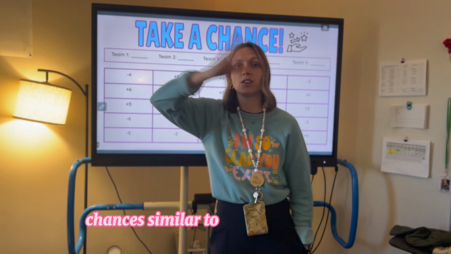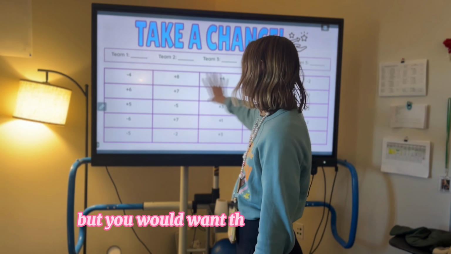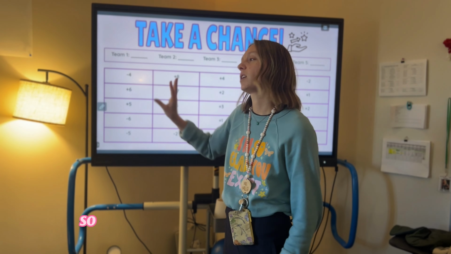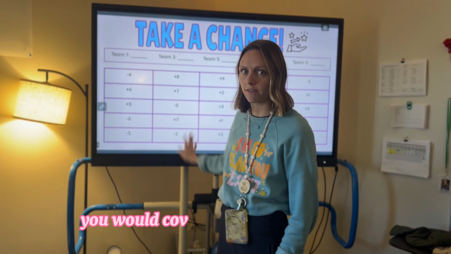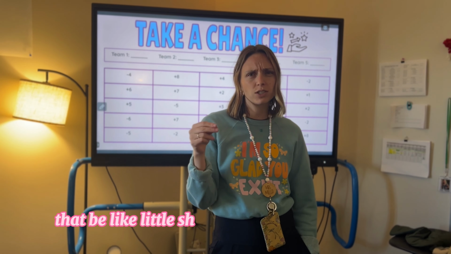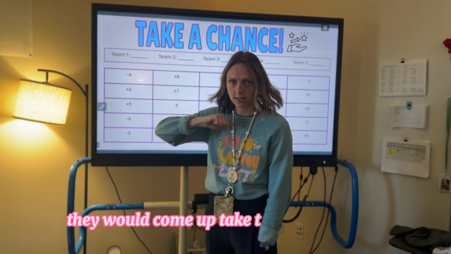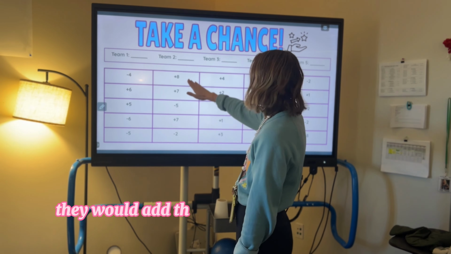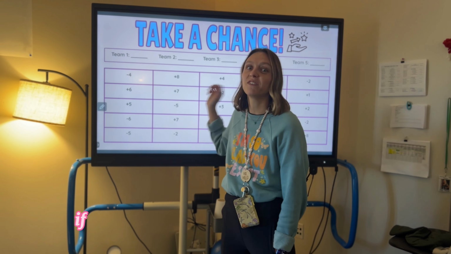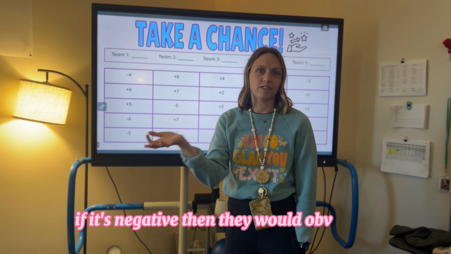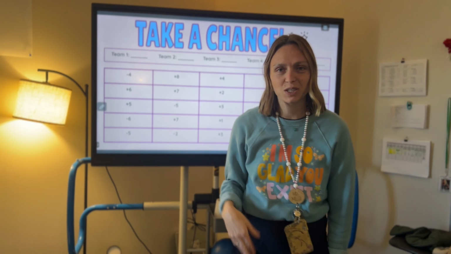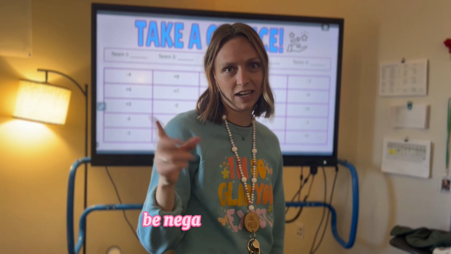Chance is similar to the guess a number, but you would want these all covered up. So you start the game by presenting this. You would cover them all up, whether that be like little sheets of paper or sticky notes. Anytime it's a team's turn, they would come up, take the sticky note off, and then they would add that amount of points to their team. If it's negative, then they would obviously subtract that from their team total. So this one's fun because they don't know if it's going to be negative or positive.